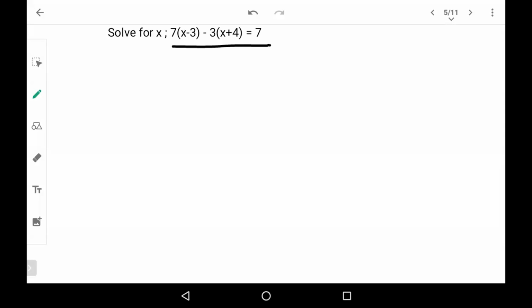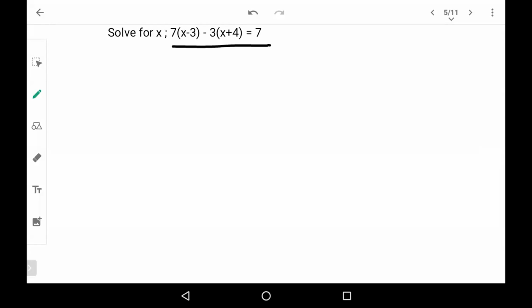Continue. Now, in the previous class, we were supposed to solve this problem. We started and we left it there, right? So, let us complete this problem and then we will go to the next problem. Okay. Now, here they're asking us to solve for x, where 7 into (x minus 3) minus 3 into (x plus 4) is equal to 7.